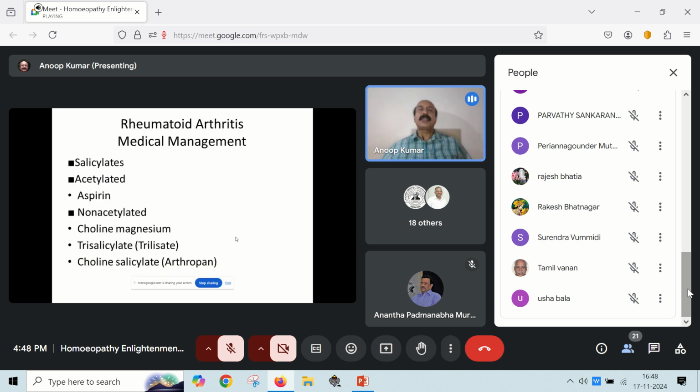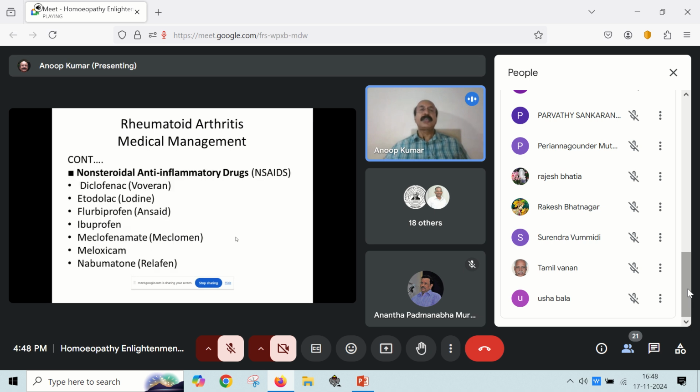Now, the allopathic methods of management: salicylates are given. Acetylated salicylates are aspirin. Non-acetylated salicylates are choline magnesium trisalicylate and choline salicylate. So these are all allopathic medicines which we may not be able to use, but we will just know that these things are available.